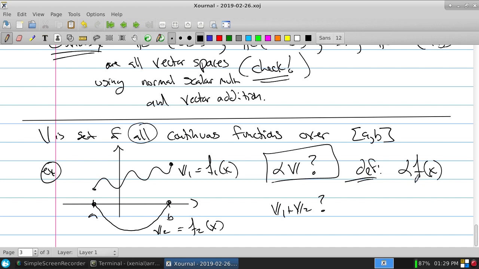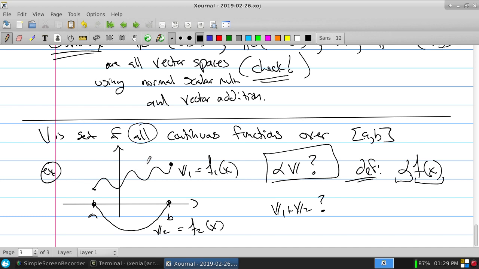What's f of x? It's a real number. It's the height at this particular point. What's alpha? It's a real number. What's alpha times f? It's just a normal number multiply. What would it do to a function? When you multiply a function by an alpha, it simply stretches it away from the origin.